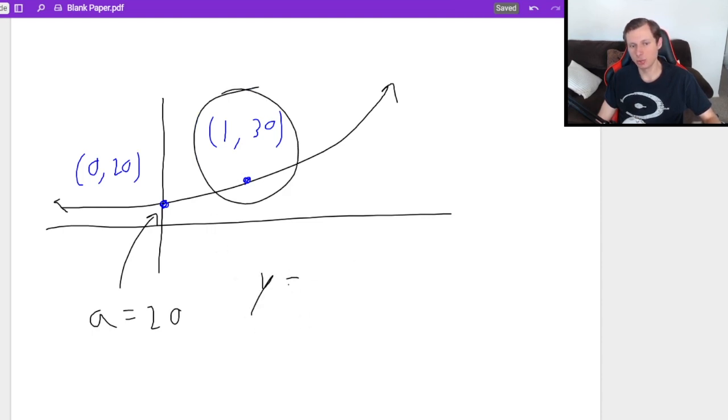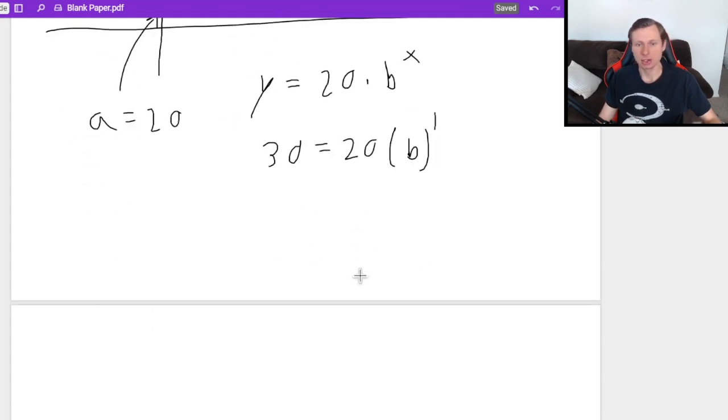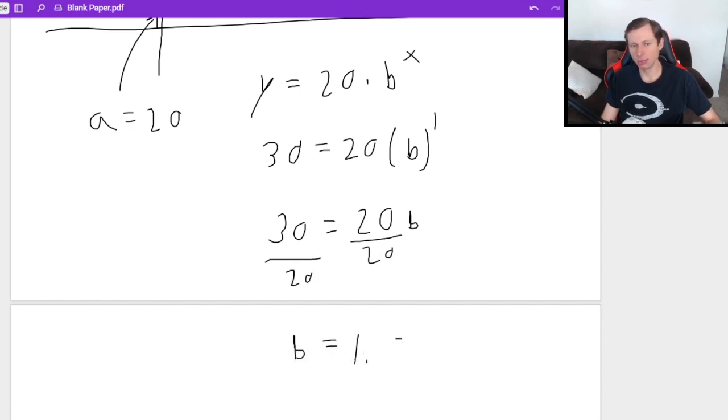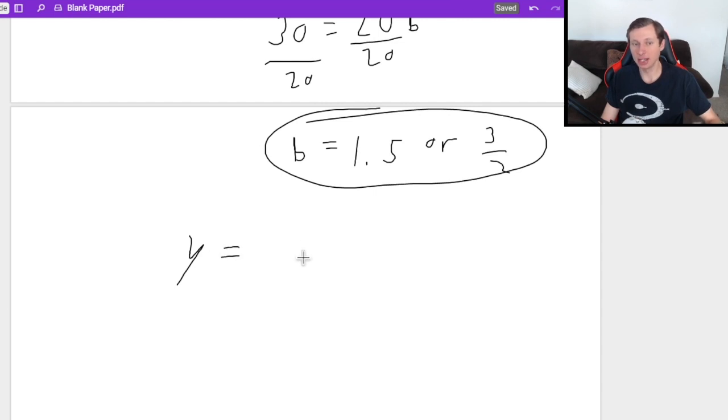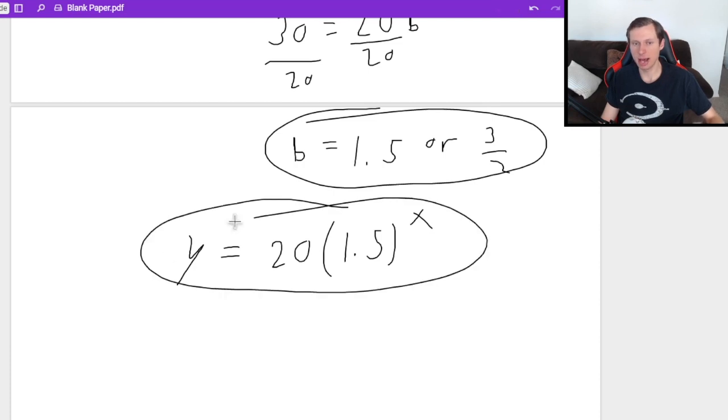You would say first y equals 20 times b to the x, and then you plug in 1 for x and 30 for y. So 30 equals 20 times b, which is what we're solving for, raised to the first power. So that means 30 equals 20 times b, divide both sides by 20, and we'll get b equals 1.5 or 3/2, depending if you like fractions or decimals. And there you go, the final equation of that graph that I didn't know a second ago is now 20 times 1.5 to the x power. And that's how we can find graphs of these exponential functions.